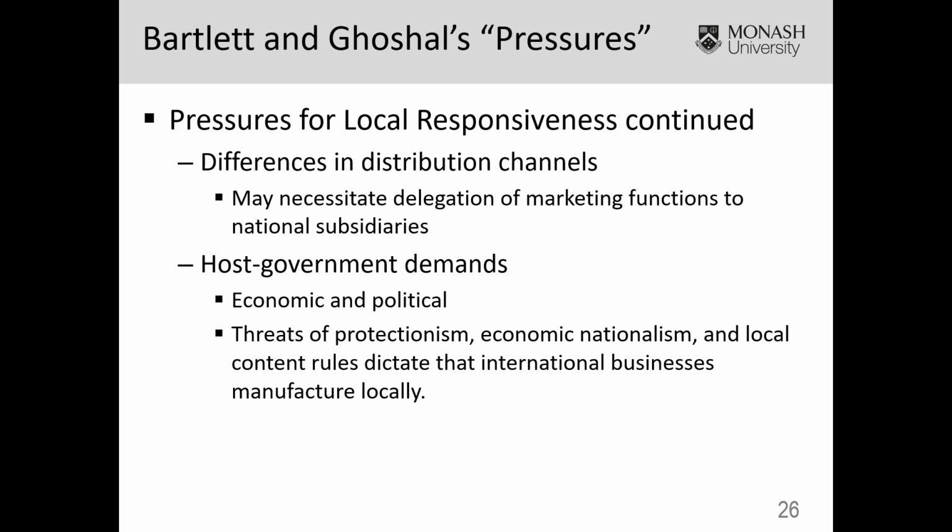So I've mentioned some of those distribution channels. Host country demands is the last one I want to mention. Host country demands are things like economic and political structures that require particular types of operation. If you are a bank, you must have a banking license. To have a banking license in Australia, there's a fair amount of liberalness. To have a banking license in Thailand, you must have a particular proportion of investors that are local Thai investors.